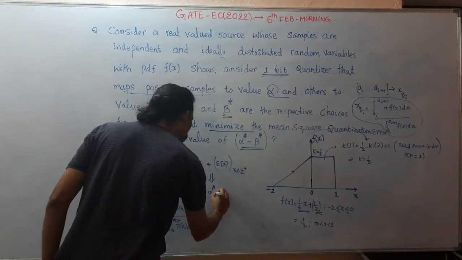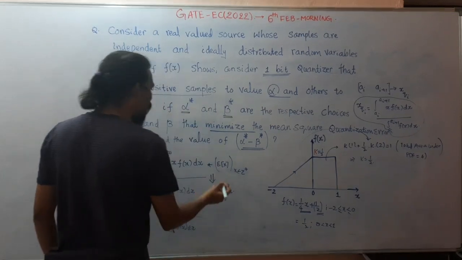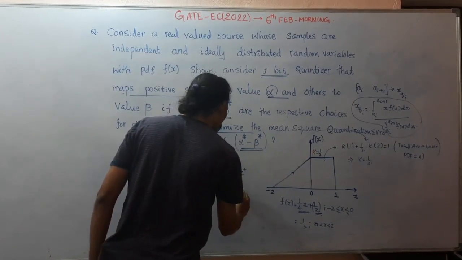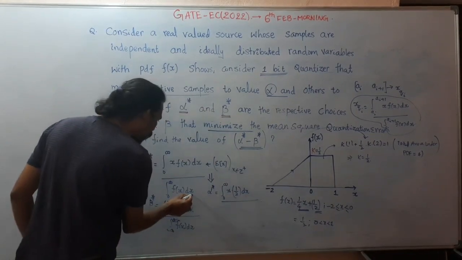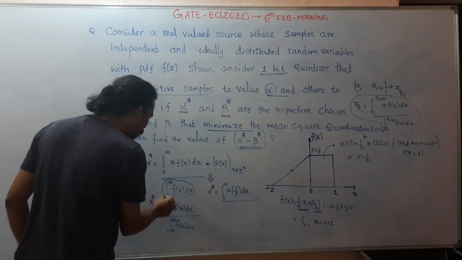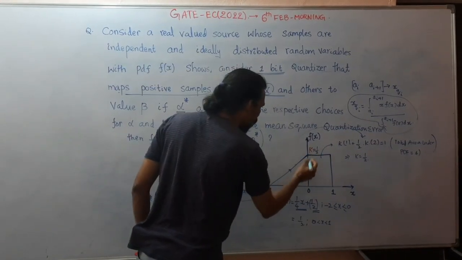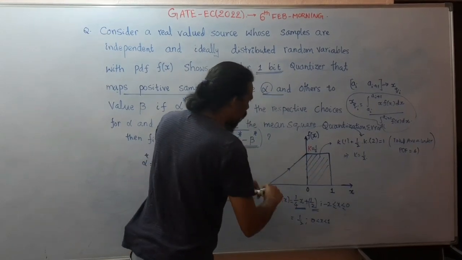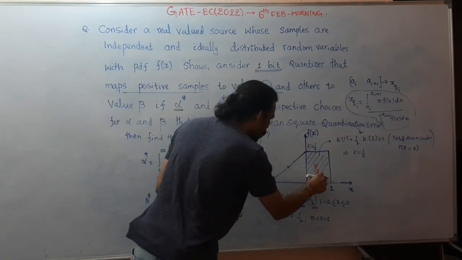Alpha star is nothing but integration 0 to infinity of x into, for positive values, what is the f of x value? K. K is nothing but how much, my dear friends? 1 by 2 dx. And this is nothing but the area of the PDF function for positive values. If k equals 1 by 2, this area value equals how much? It is 1 by 2 is the height and width equals 1, so this value equals 1 by 2.